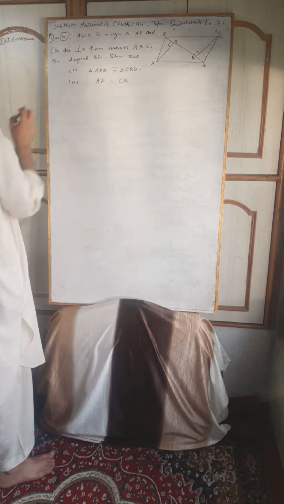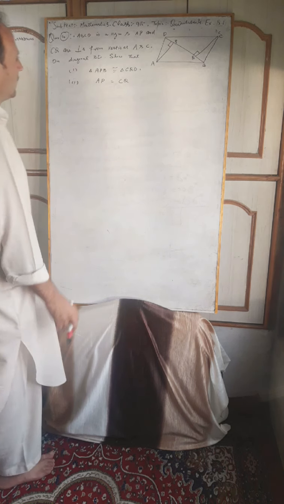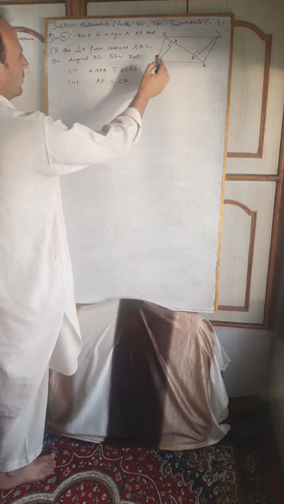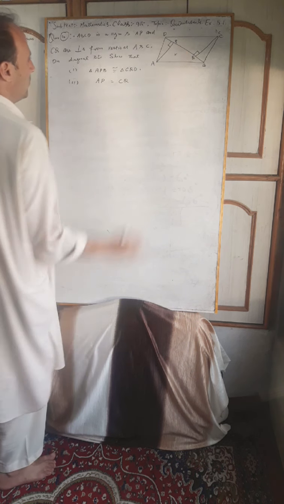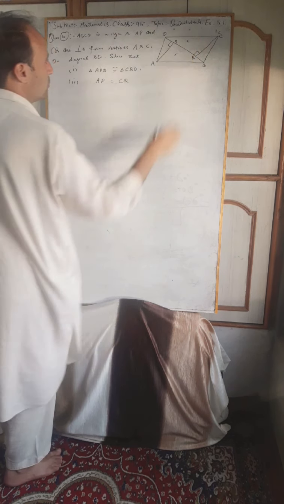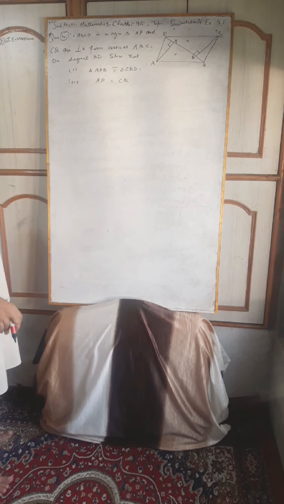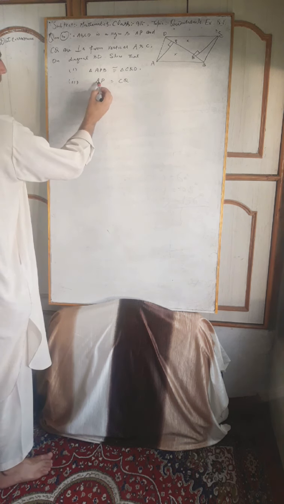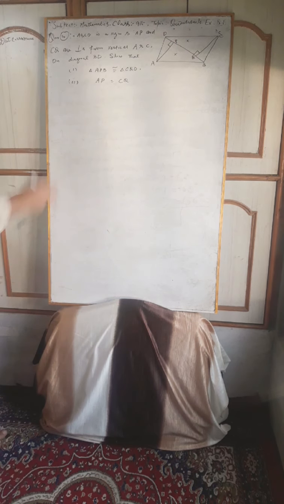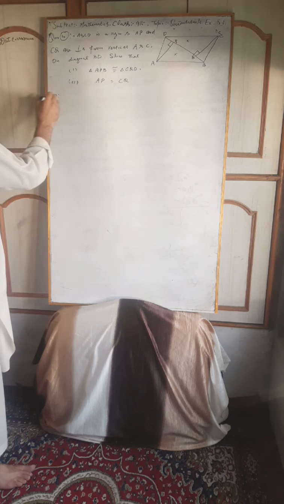Show that, the first part, triangle APB is congruent to triangle CQD. We have to show that these two triangles are congruent to each other. Congruency, as you know, implies the two triangles are of the same shape as well as of the same size. And the second part is we have to show that side AP is equal to CQ. Solution.